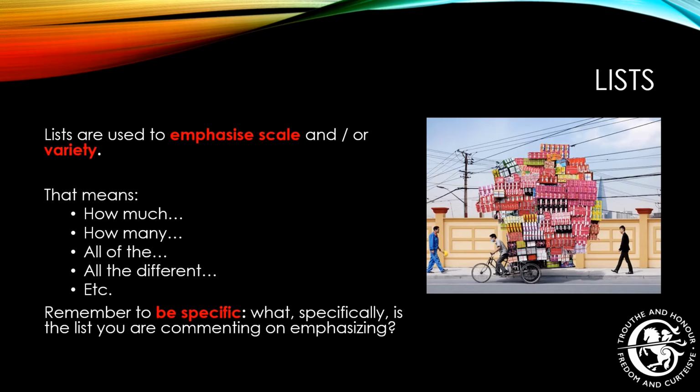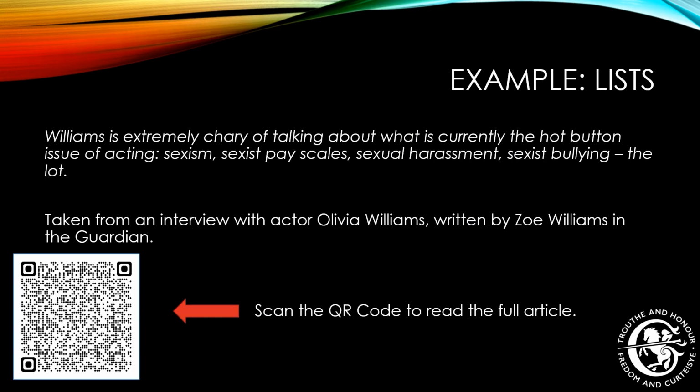So here is an example of a list from an article. Now, if you want, you can scan the QR code and you can read the entire article that this has come from. So the extract says, "Williams is extremely chary of talking about what is currently the hot button issue of acting: sexism, sexist pay scales, sexual harassment, sexist bullying, the lot." Okay, so there's a clear list there. What we need to think about is what is being emphasized by that list.